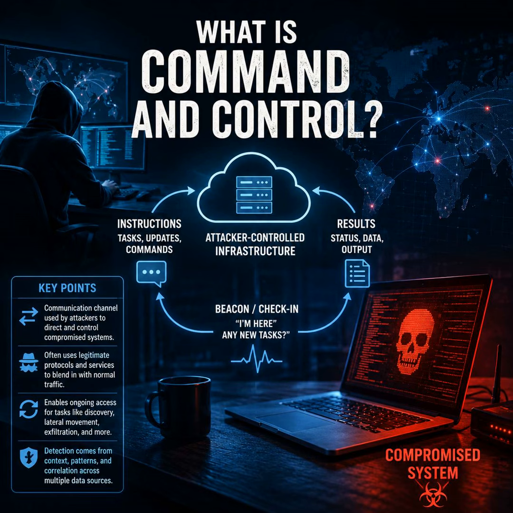Confidence grows when several observations align, such as an unfamiliar process, periodic check-ins, a rare external destination, and related suspicious activity on the endpoint. Responding to suspected command and control requires more than adding one address to a block list. Containment may include isolating affected systems, restricting suspicious destinations, disabling compromised accounts, preserving relevant evidence, and identifying other devices that communicated in the same way.